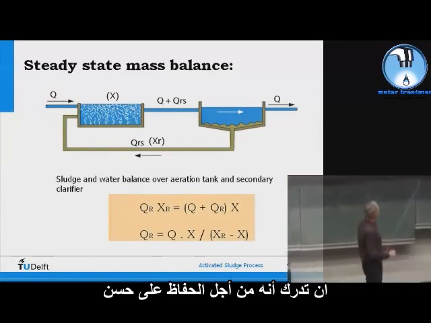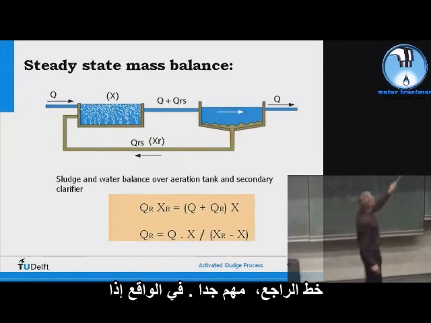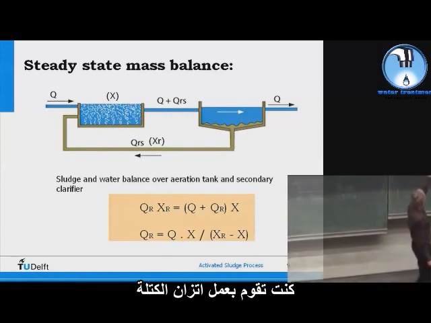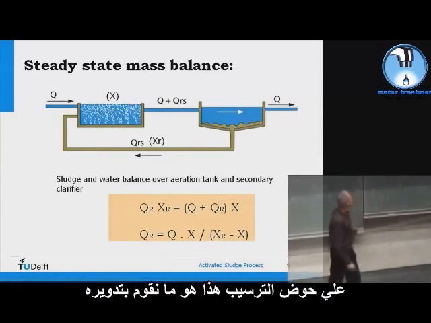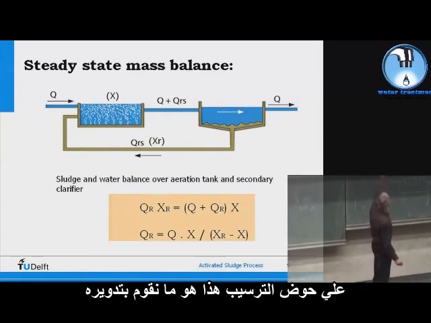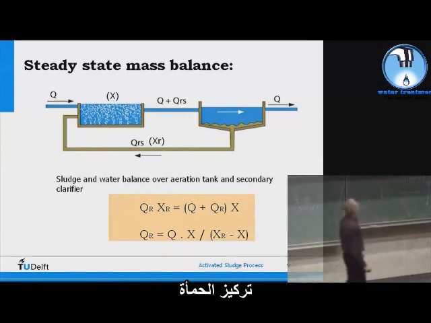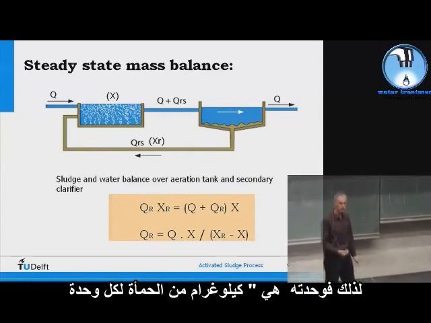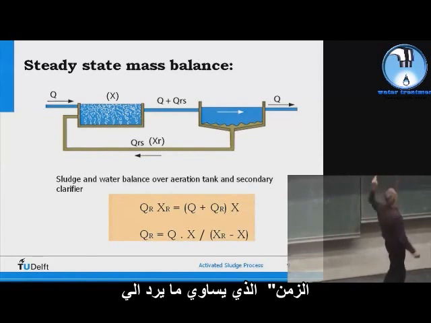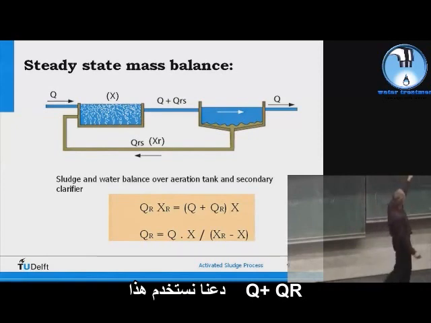So you'll realize that in order to keep a good sludge balance in the system, this return line is very important. In fact, if you do a mass balance over the settling tank, this is what we feed back. That's the flow of the return sludge times the sludge concentration. So that's kilogram of sludge per unit of time. That equals what's flowing into the settling tank. Yeah? And that's here. That's Q plus QR.